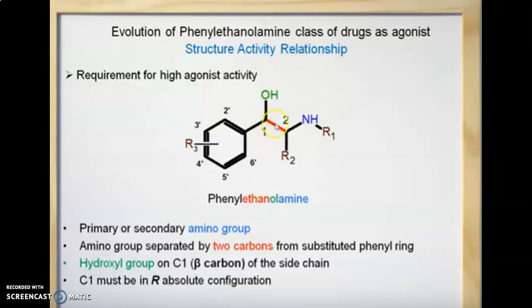Let's study the structural activity relationship. The basic requirements for the highest agonist activity of the phenylethanolamine analogs: the primary or secondary amino group is essential for the activity, while the amino group separated by two carbons from the substituted phenyl ring, that is the 2-carbon alkyl side chain, is essential for good activity. The hydroxyl group on the beta carbon of the side chain is essential for the activity, and the carbon must be of R absolute configuration.